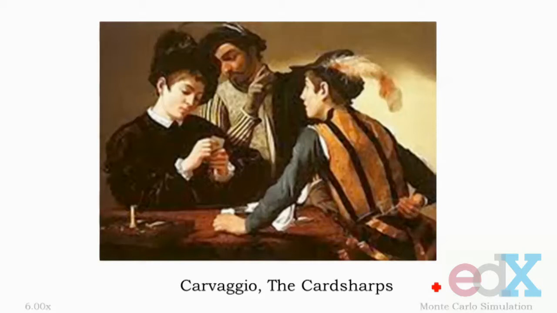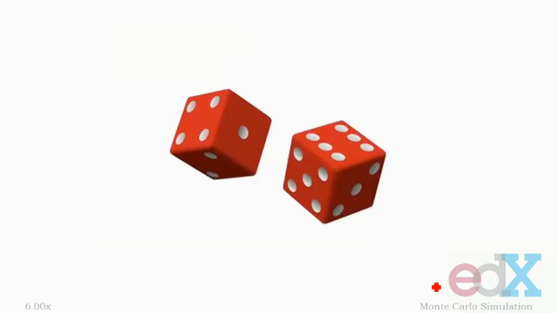Contributions to the foundations of probability theory by Cardano, Pascal, Fermat, Bernoulli, De Moivre, and Laplace, among others, were all motivated by a desire to better understand and profit from games of chance. Most of the early theory revolved around games using dice.